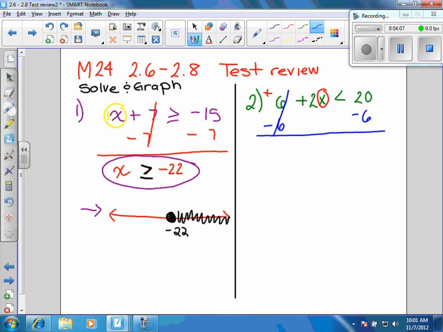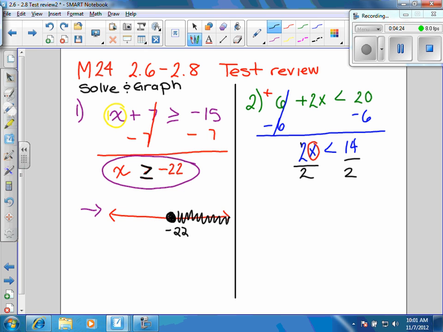So that would bring us to here. So this cancels. Now I have a 2x less than 14. And remember, you're trying to isolate that x. So what do we do? Well, you divide by 2. Right, you divide both sides by 2.